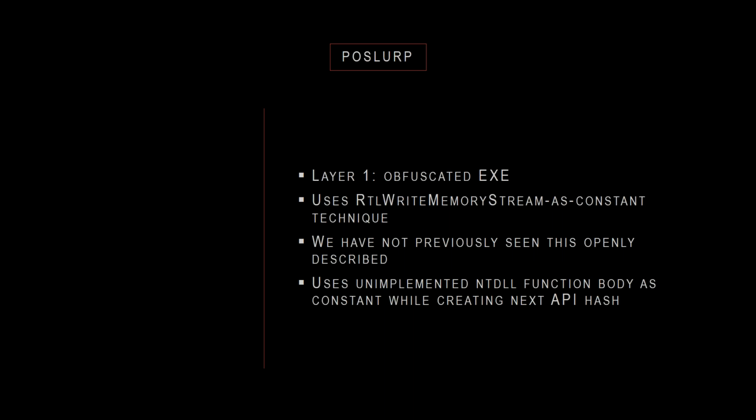And that highly obfuscated executable extracts out the next stage into memory. It uses a technique where they access a function called RtlWriteMemoryStream, which is present in Windows but has never been implemented. What they do is use the unimplemented error code as a constant to create the next function API hash, basically the next number to find the next function they want to call. And this, again, is a really interesting technique I haven't seen anyone else describe or use before.